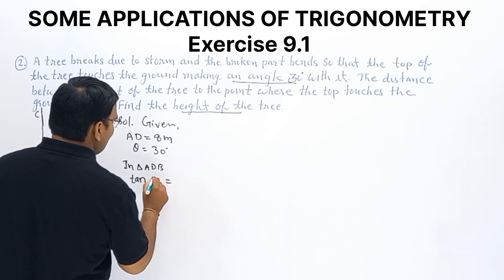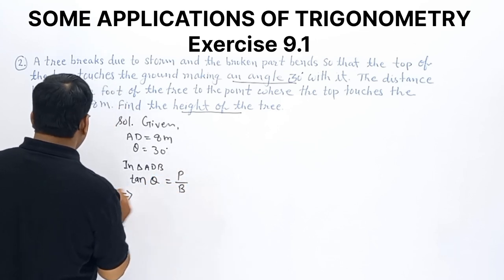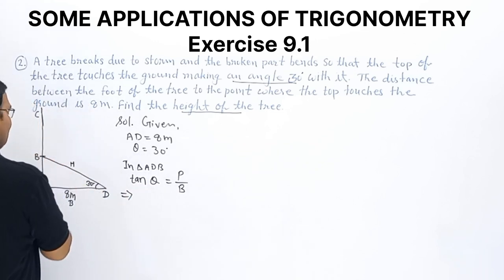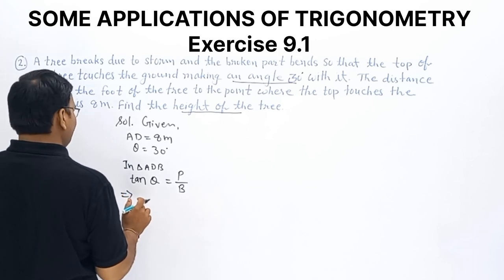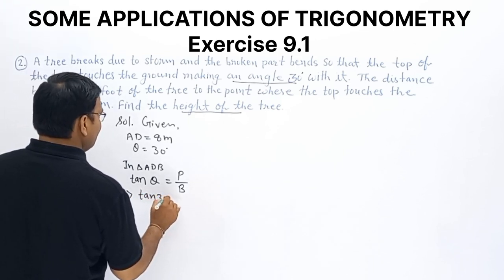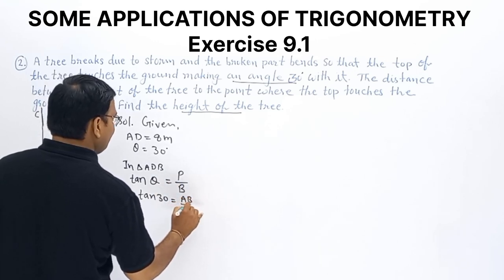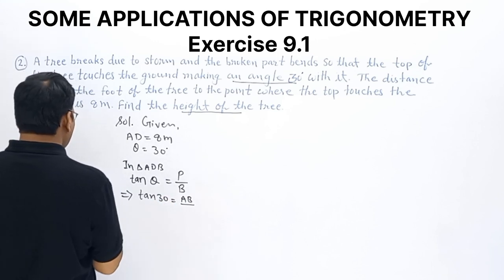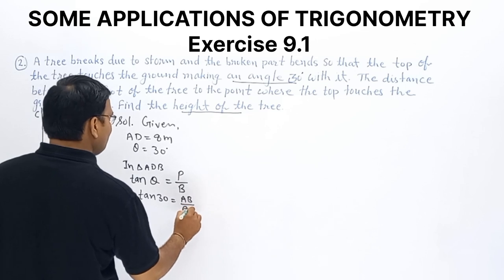And tangent theta is perpendicular upon base. What is theta? In this triangle ADB, theta is 30 degree. Tangent 30, and the perpendicular we want is AB, and the base is AD. I am writing AD will be the base.